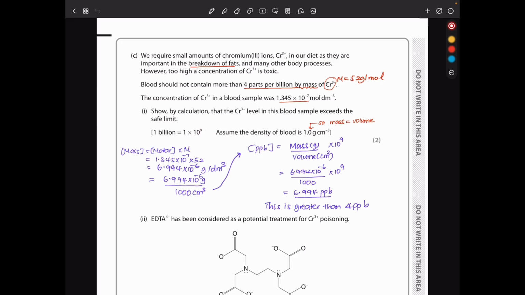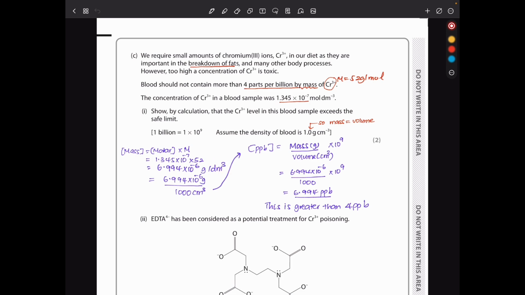So I began by getting the mass concentration. Since we are given the molar concentration, I need to convert that to grams instead of moles. So mass concentration should be molar concentration times molar mass. So we know the molar mass for chromium is going to be 52. And then I got 6.994 times 10 power negative 6 gram per decimeter cubed.